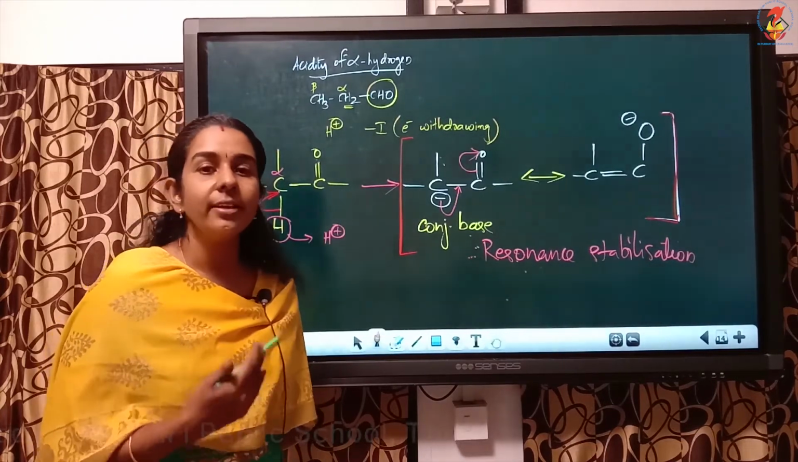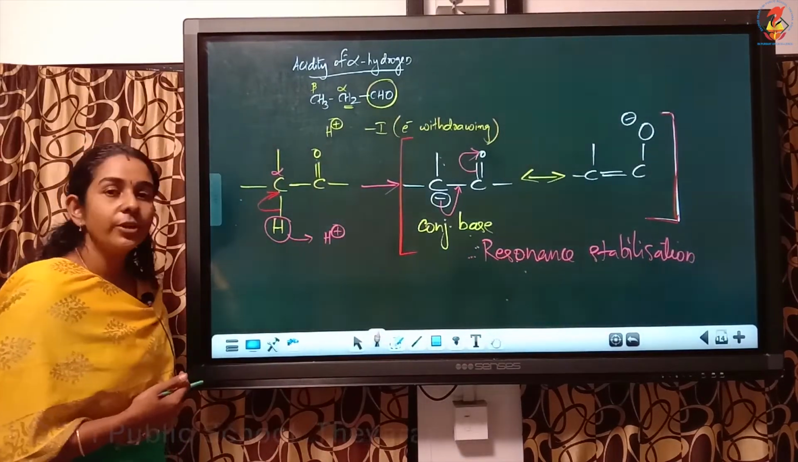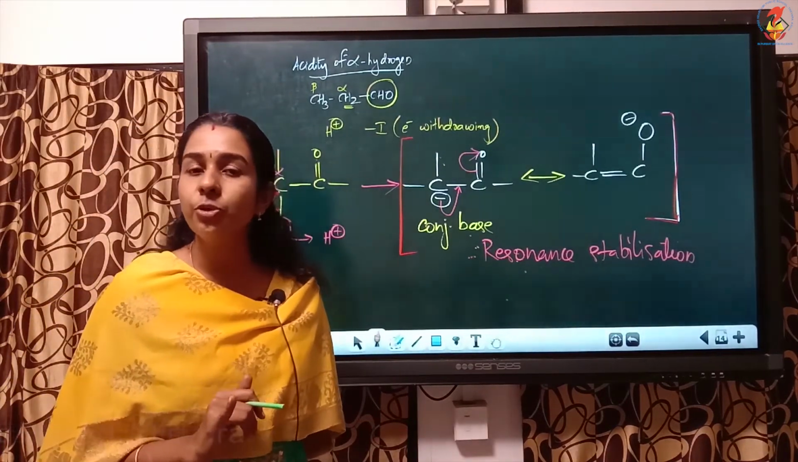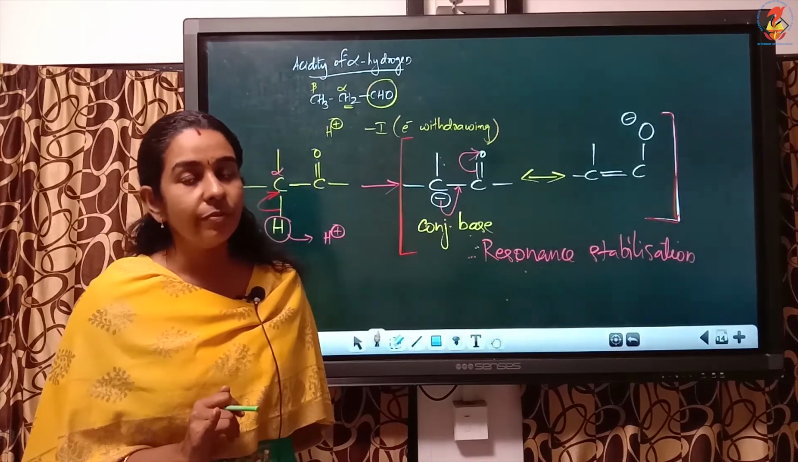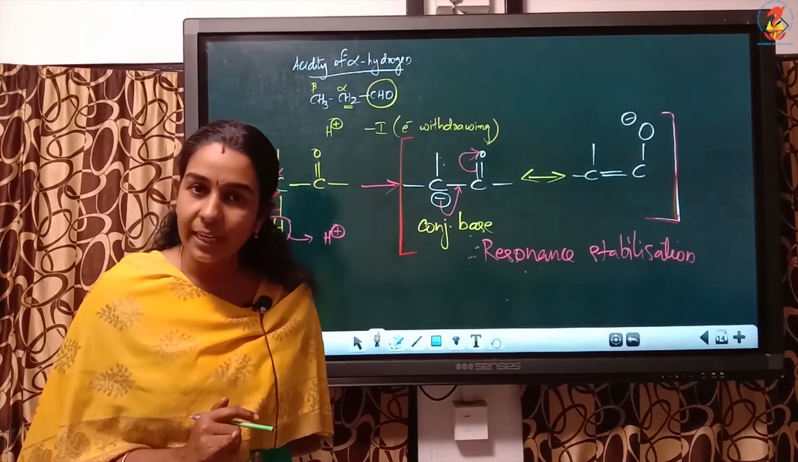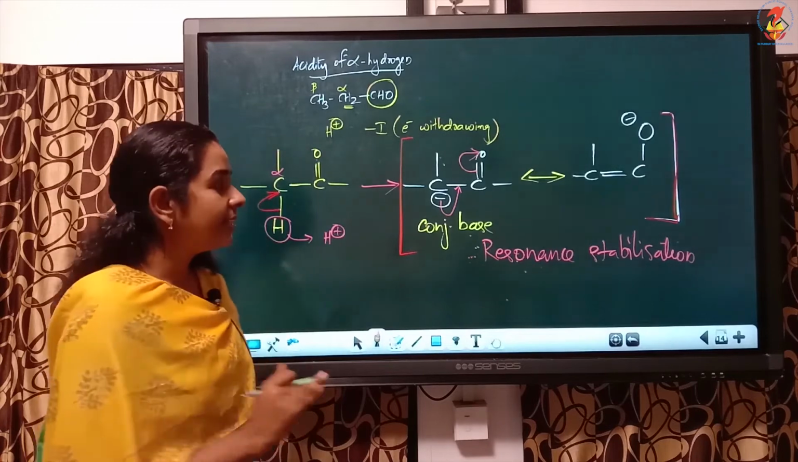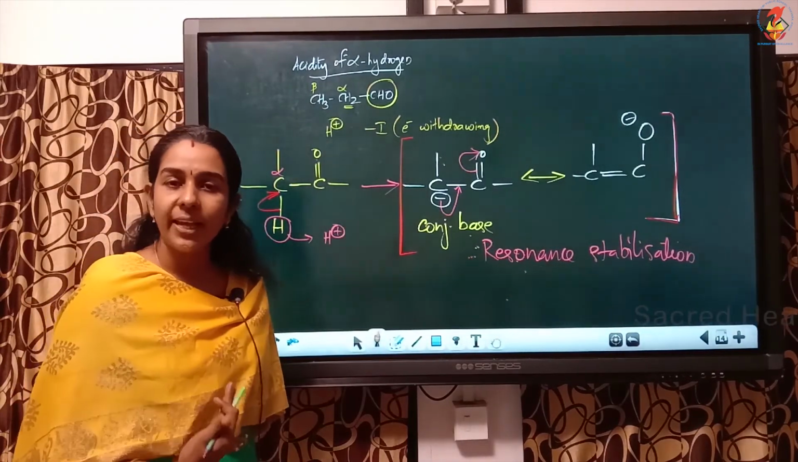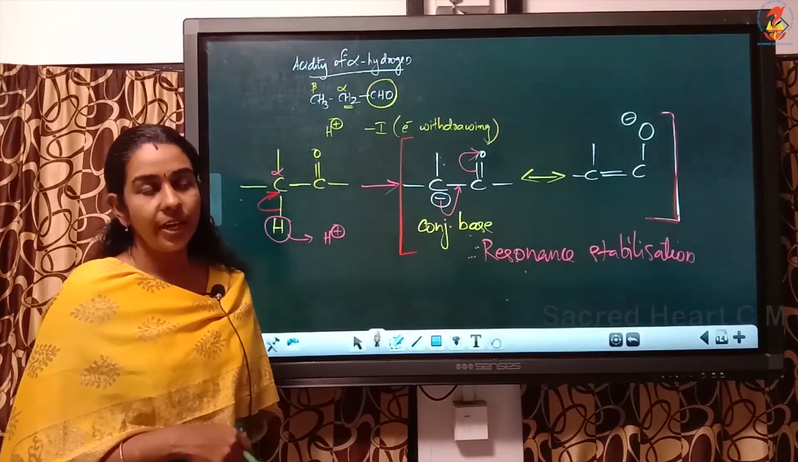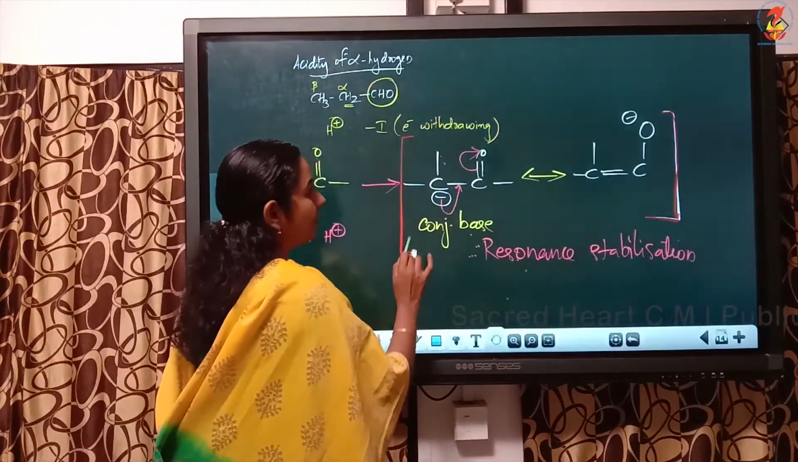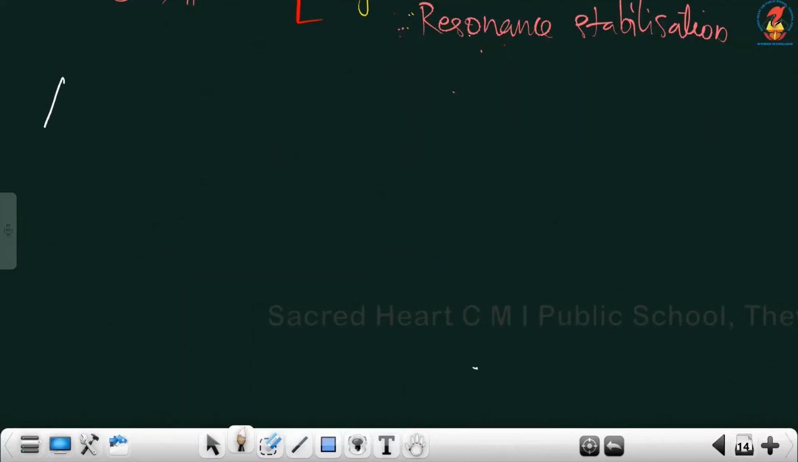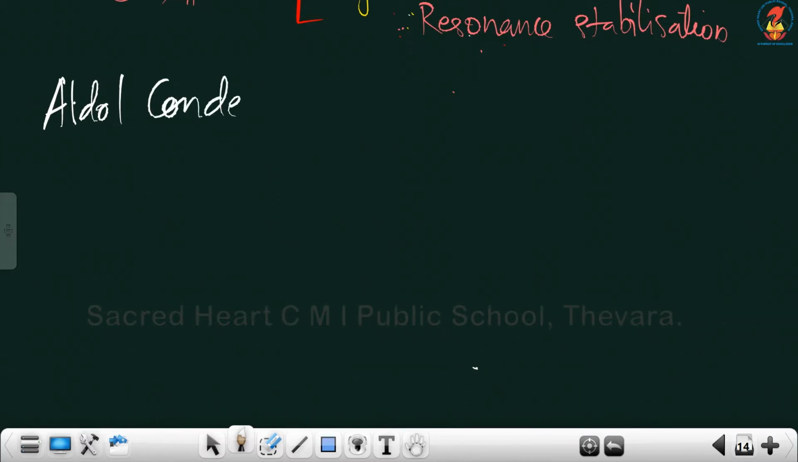So, how we can conclude what is the reason for the acidity of alpha hydrogen is? The first reason is due to the minus I or electron withdrawing effect of carbonyl group, and the second reason is due to resonance stabilization of the conjugate base formed. Now, next we have aldol condensation, another named reaction.